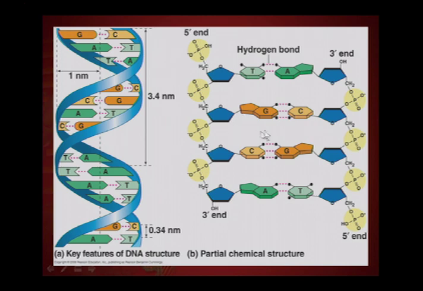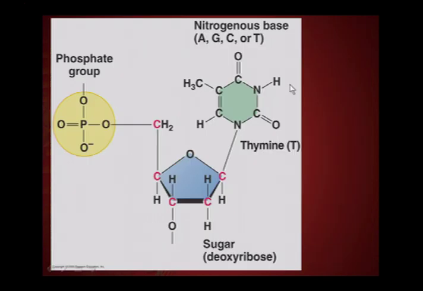So again, what we have then is a sugar phosphate backbone with nitrogenous bases projecting out perpendicular to that. And then the second strand will run in the opposite orientation. Again, we have our sugar phosphate backbone with so-called complementary bases coming off from the side, held together with hydrogen bonds.